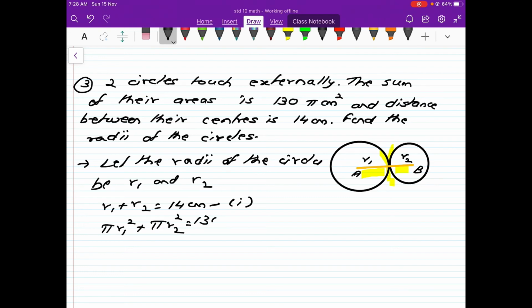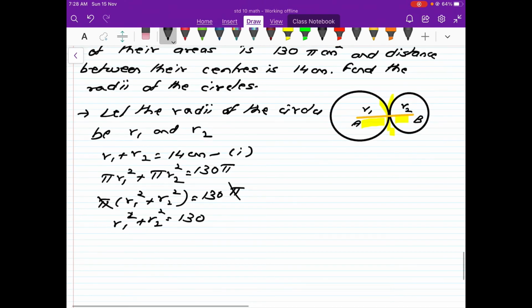given as 130 pi. So what we will do is we will take pi as common. So this becomes pi times r1 square plus r2 square is equal to 130 pi. So pi and pi will get cancelled. We will get r1 square plus r2 square is equal to 130. So this we can take as statement number 2.